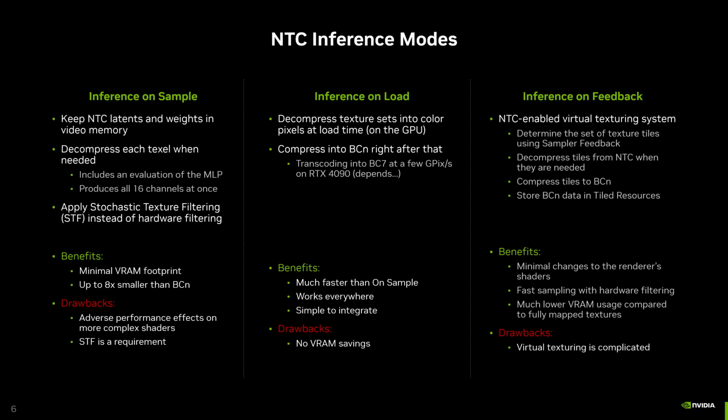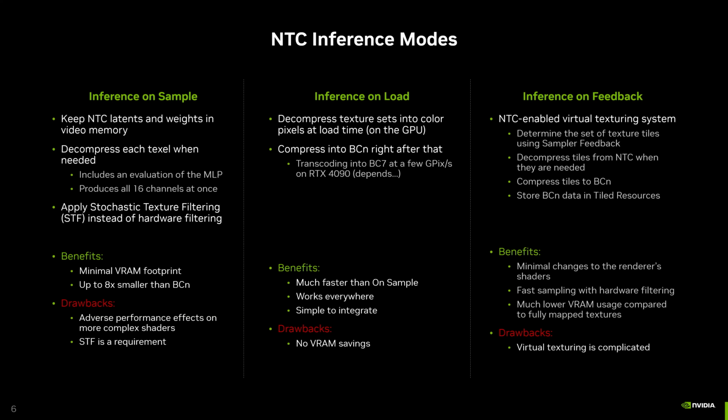STF, stochastic texture filtering, works in a way that you use these integer texel positions, but on average, if you render for many frames and use something like DLSS to smooth that, it will integrate to the right solution as if you were using a regular bilinear, trilinear, or anisotropic filtering. The benefit of inference on sample is that it produces the minimal possible VRAM footprint. I quoted something like 8 times smaller than BC, or maybe 4 times if you increase the quality.